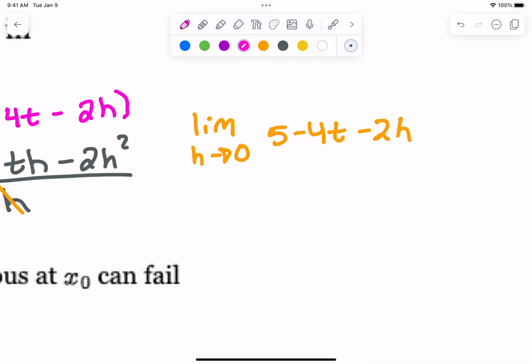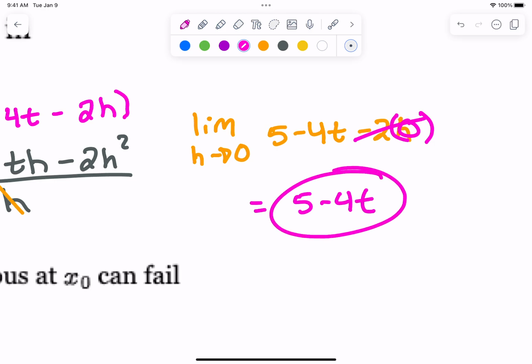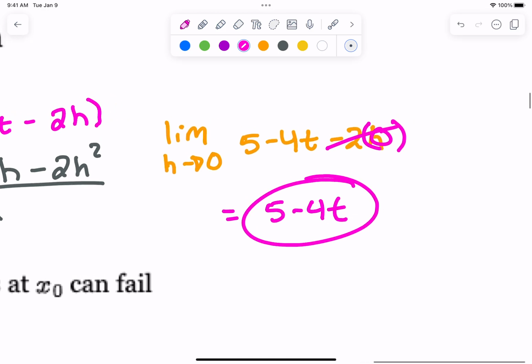And what is that now? What do we do? Plug 0 in for h, right? 0 goes here. So negative 2 times 0 goes away, so I'm left with 5 minus 4t. Okay, what does this thing do for me? That's my final answer, but what is that thing? Plug in your t, and that gives you... That is the function for velocity.